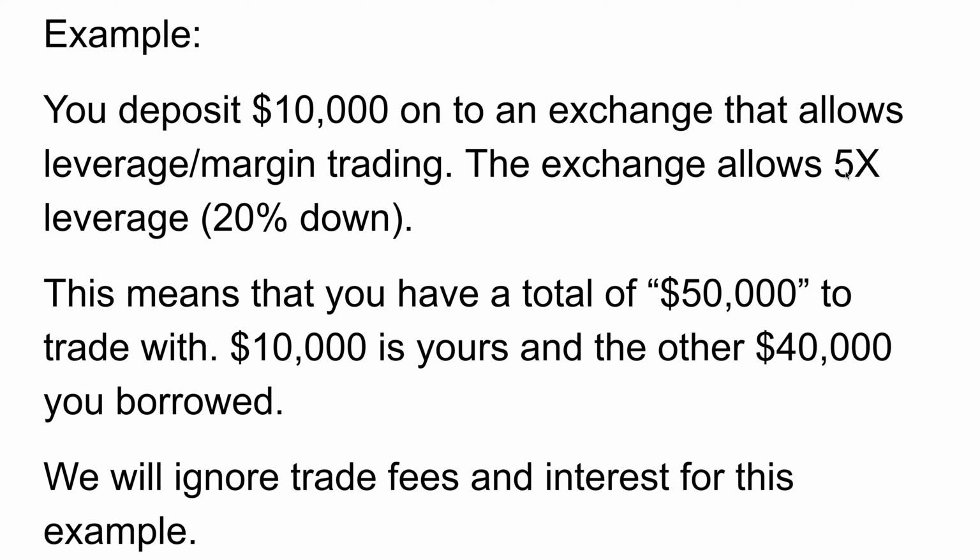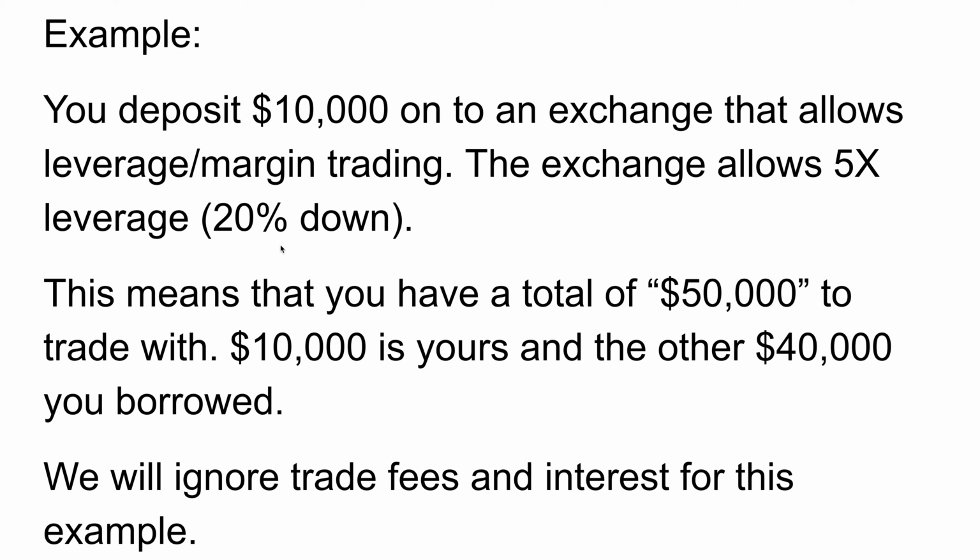So how did I get this number? Well, you basically take 100 and divide it by this number here, and it gives you the percent, right? So for example, if the exchange allows 10x leverage, that means you only really need 10% down. Or if the exchange allows 2 times leverage, that means you only need 50% of the money down.